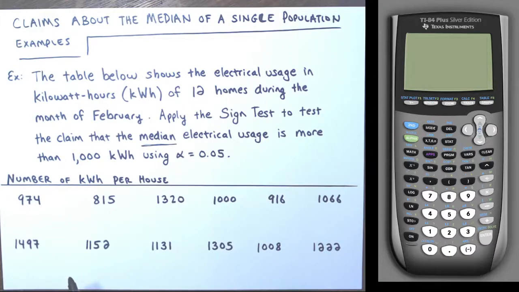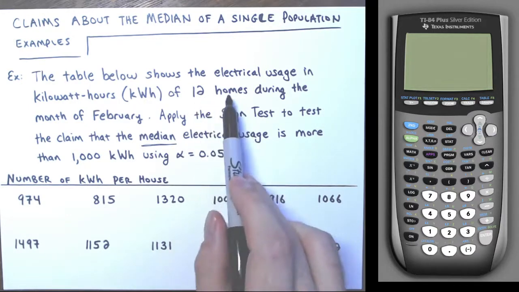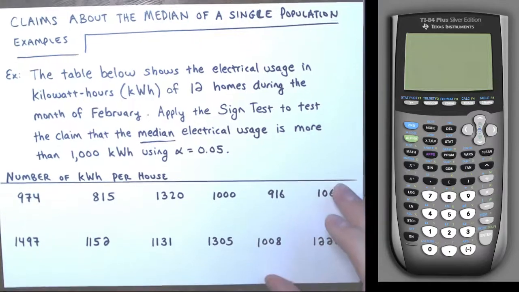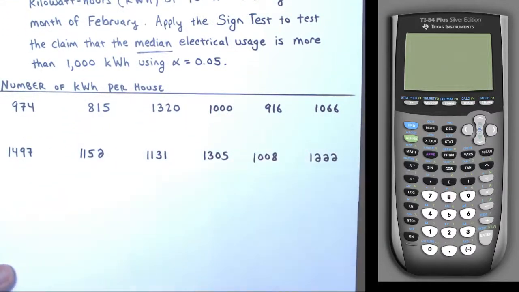All right, so here I've got just 12 numbers, the number of kilowatt hours per house: 974, 815, 13, 20,000. Again, just 12 numbers for the 12 different homes in my sample. So just like any test, one, we'll establish the hypotheses.